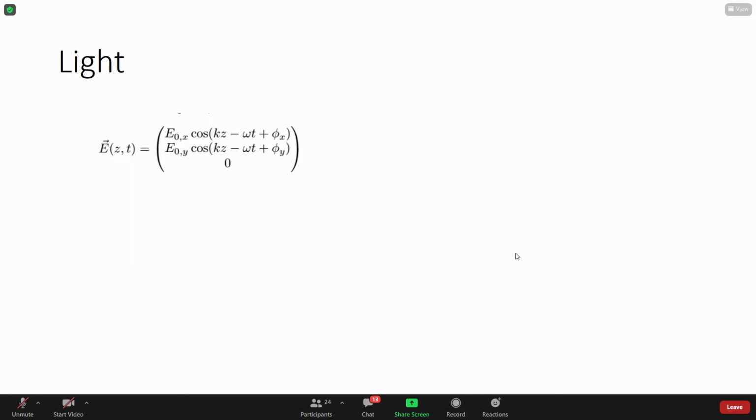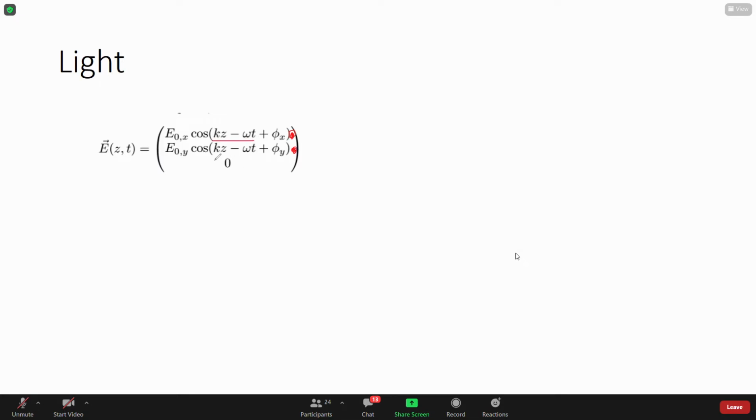Sometimes we call this a Jones vector. It's not so important, but it is really just a vector that says that there's no electric field in the z direction, but there's some in the x direction and there's some in the y direction. This is the electric field that goes in the x direction, this is the electric field that goes in the y direction.